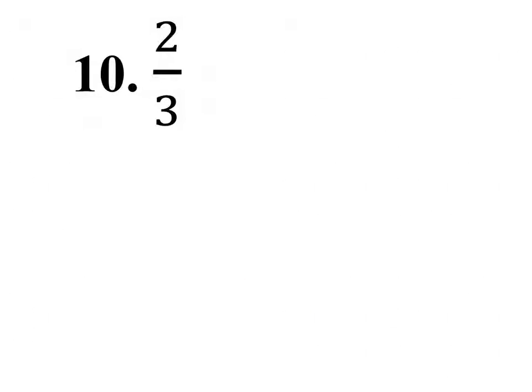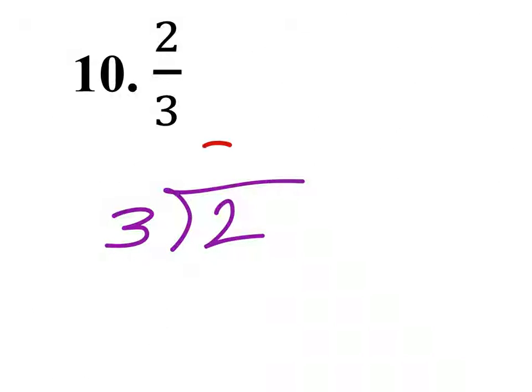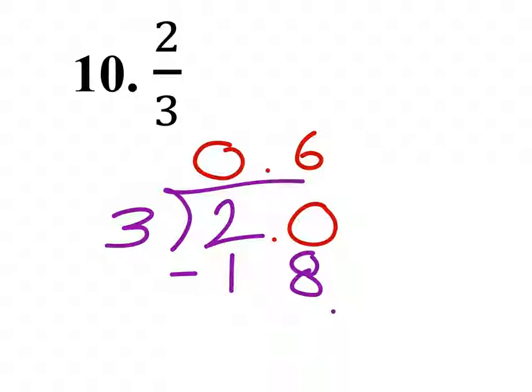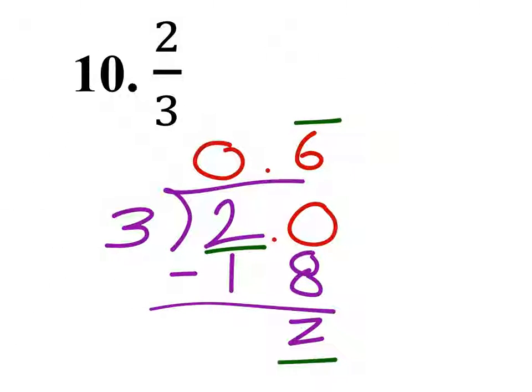Two-thirds on these. So it's 2 divided by 3. This was a more common one. 3 does not go into 2, but it will go into 20 6 times. So when we subtract the 18, we get 2. That's what we started with, 2, so the 6 repeats. Bam.